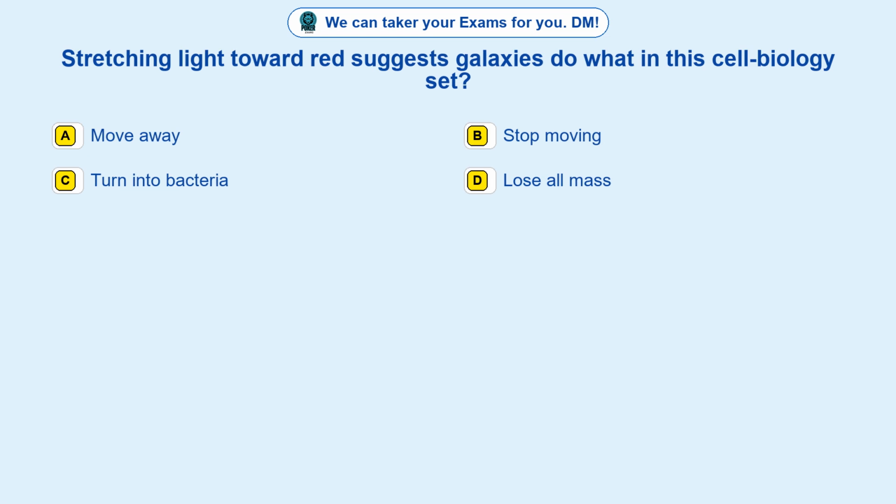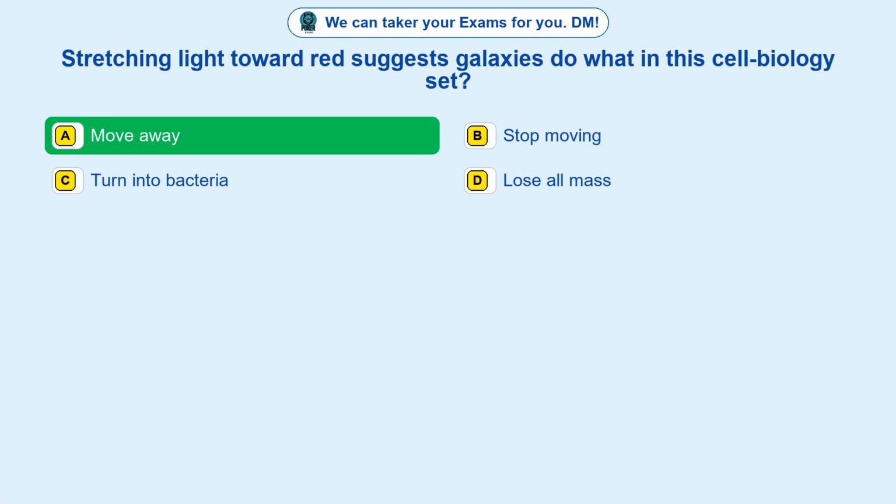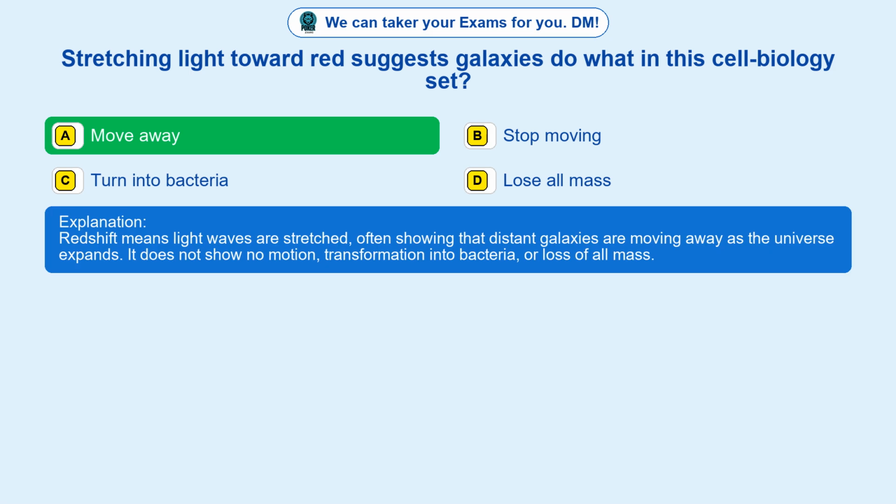Question 94. Stretching light toward red suggests galaxies do what in this cell biology set? Option A, move away. Option B, stop moving. Option C, turn into bacteria. Option D, lose all mass. The correct answer is option A. Move away. Redshift means light waves are stretched, often showing that distant galaxies are moving away as the universe expands. It does not show no motion, transformation into bacteria, or loss of all mass.